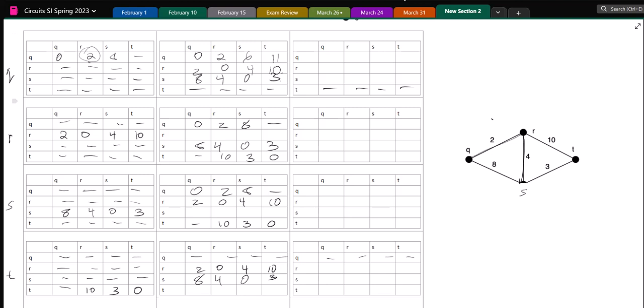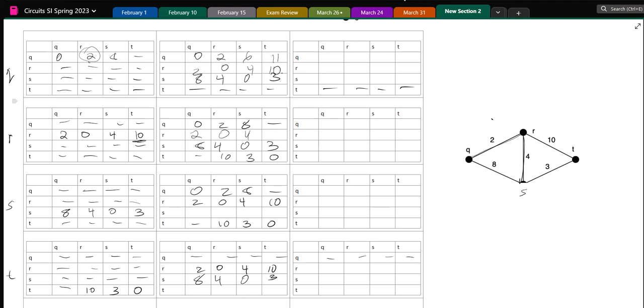R to Q, that's 2. Not going to get smaller than that. R to itself is 0. To S, 4, the only possibility would be to go through T, but it costs 10 to get to T in the first place, so that'll stay 4. To get to T right now is 10.